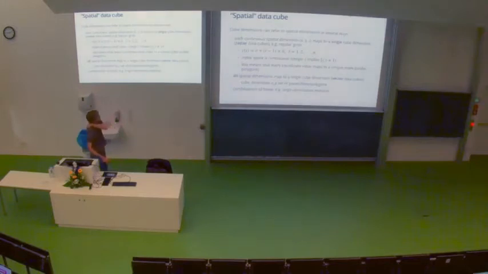So spatial data cubes refer to data cubes with spatial dimensions in several ways. And one is that you map a really spatial dimension like X, Y, or Z onto regular grids, which give you the standard raster data.